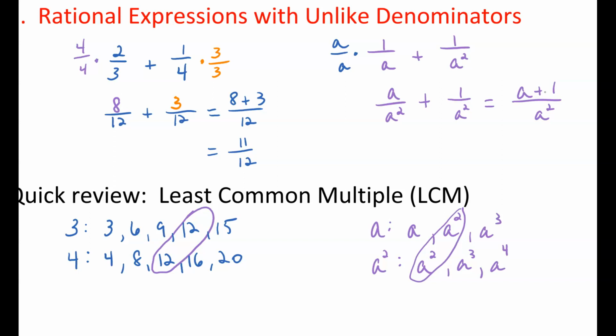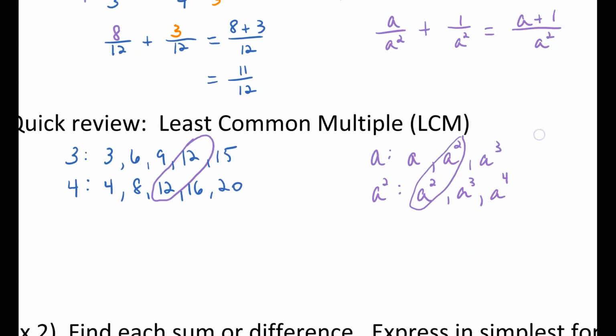Okay, so essentially if you are working with a variable and an exponent, what is the least common multiple always going to be? The variable with which exponent? The higher exponent or the lower exponent? The higher one, the largest one.